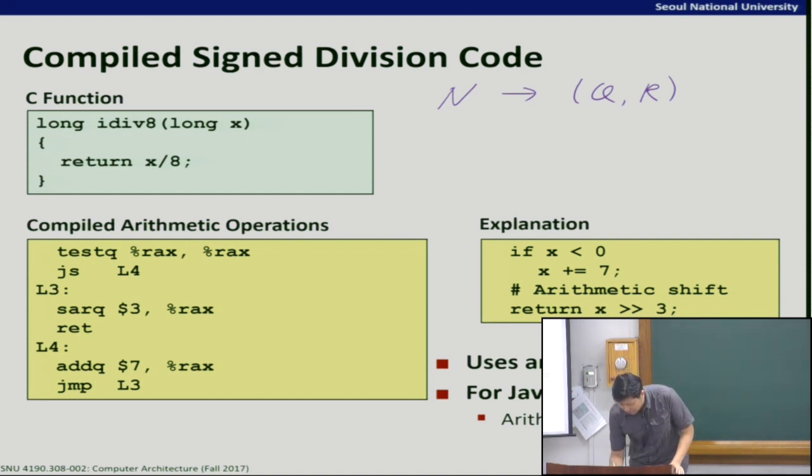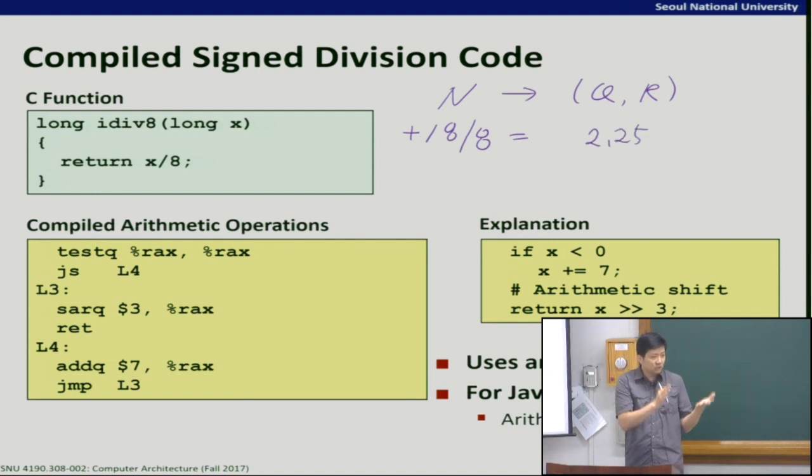If you have, for example, a positive number and a positive divider, it's easy. Let's say you divide the positive number 18 by 8. What will be the quotient here? Too easy, right? If you calculate, it will be 2.25, right? But if you take the integer, our rule is basically you round it. Round this number, you know that this one will be 2, right? So Q is 2 and R is 2 in this case.